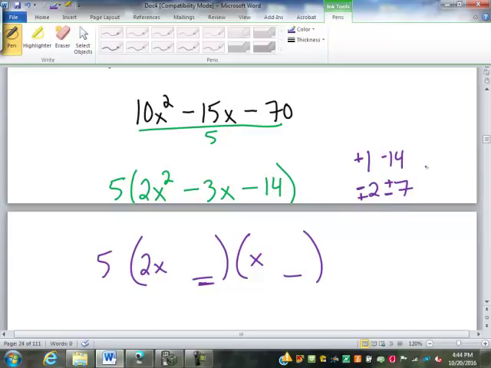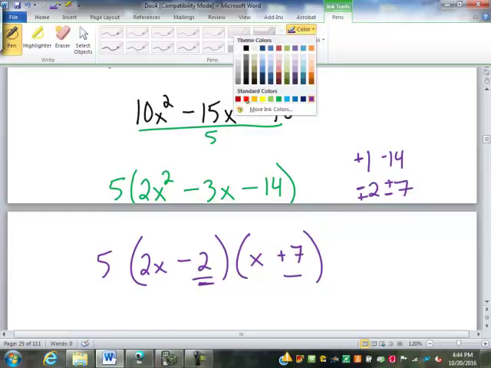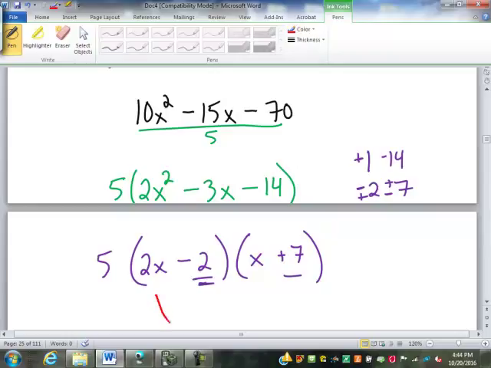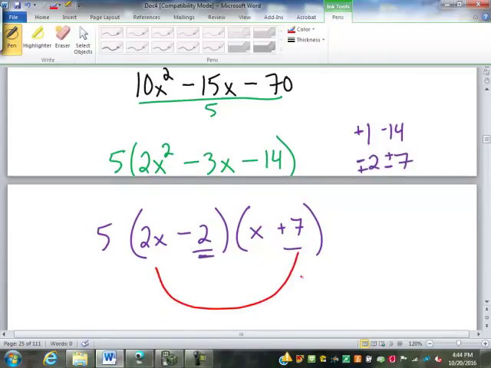Let's try, well, and how do we know? We just try one. It's the only way we know. So we're going to pick one. Let's do negative 2 and positive 7. So we're going to try it. On the outside, 2x times 7 is 14x. And on the inside, negative 2 times x, negative 2x, which gives us 12x. It's not the number we want, and it's not the opposite of the number we want. So that's not going to work.